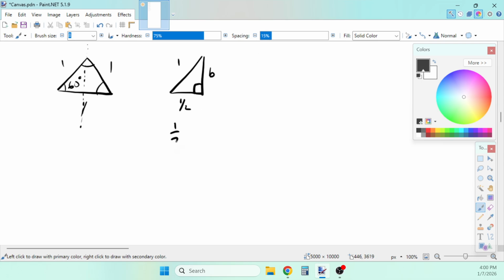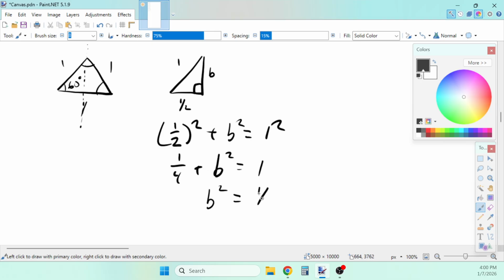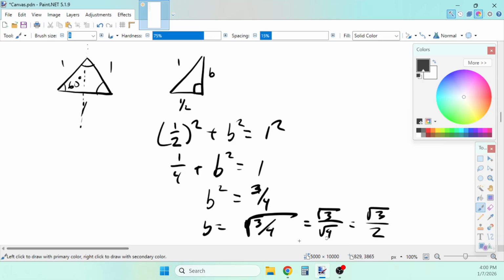We know that a squared plus b squared equals c squared. So 1/4 plus b squared equals 1. So b squared equals 3/4. 1 minus 1/4 is 3/4. So b equals the square root of 3/4, which turns out to be the square root of 3 over the square root of 4. Square root of 4 is 2. So b is √3/2. And this is a 60-degree angle.